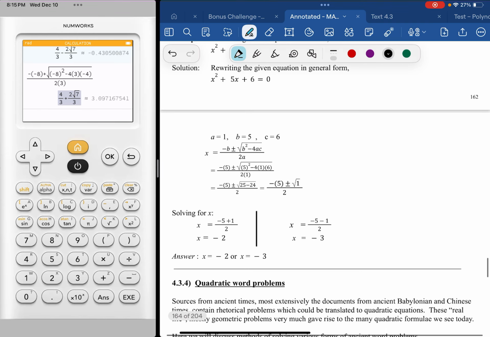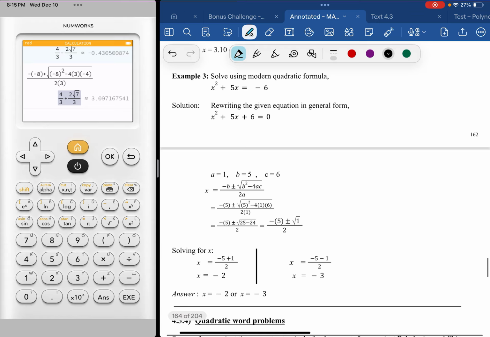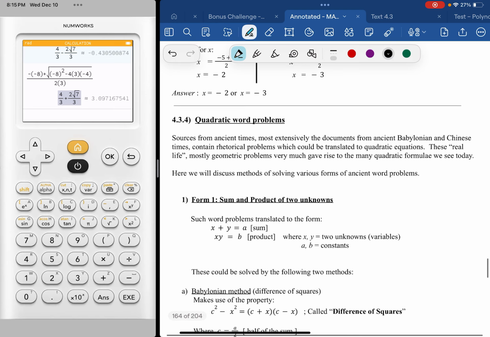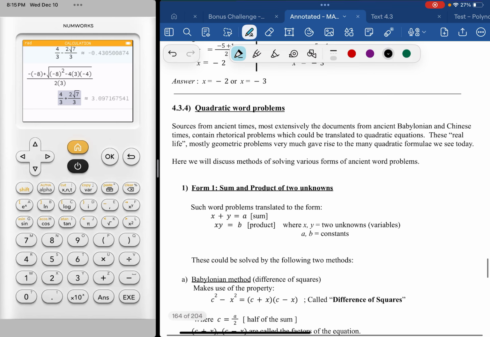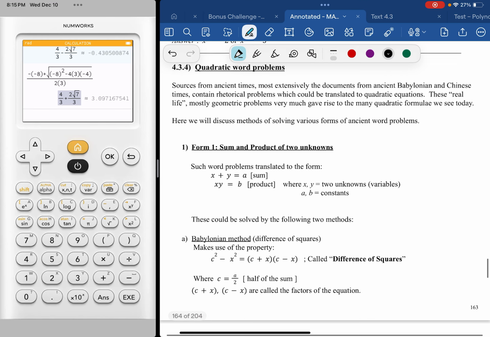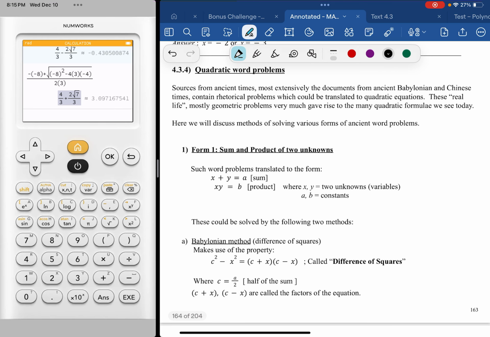So same idea with the next example. Then we have quadratic word problems. That's coming up next, and that involves really the skills that we were talking about, but we're going to have to set up the equation that we'll be looking to solve initially. So more on that in the next video.